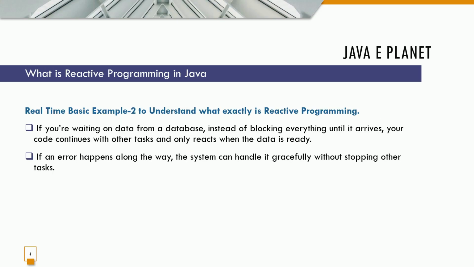Here we have the second example to understand what exactly is reactive programming. If you are waiting on data from a database, instead of blocking everything until it arrives, your code continues with other tasks and only reacts when the data is ready. And also, if an error happens along the way, the system can handle it gracefully without stopping other tasks.